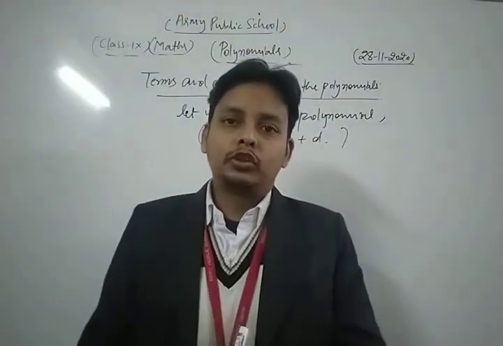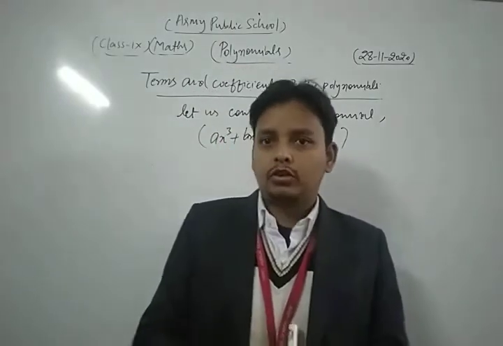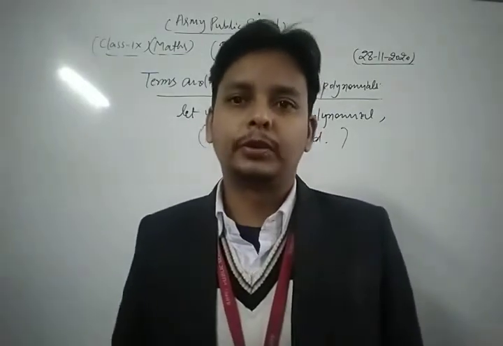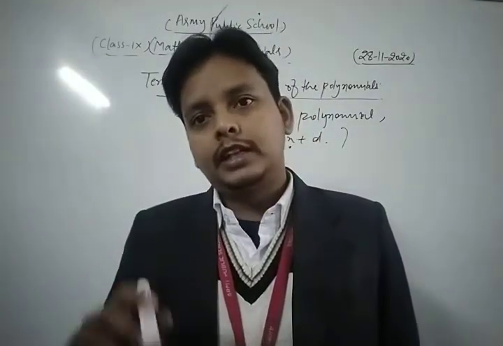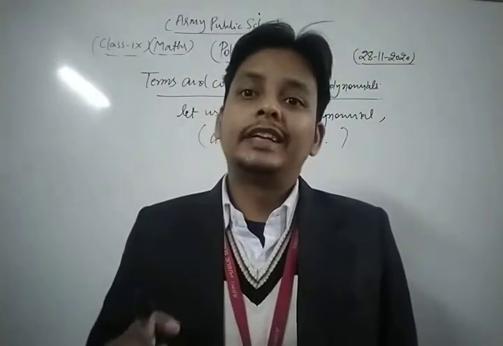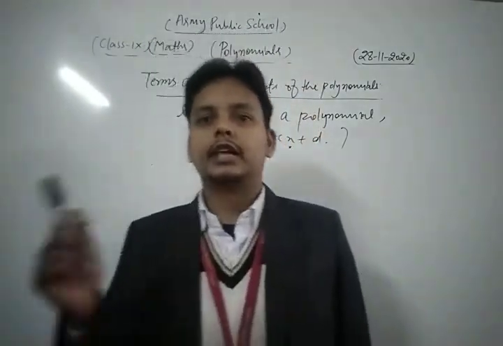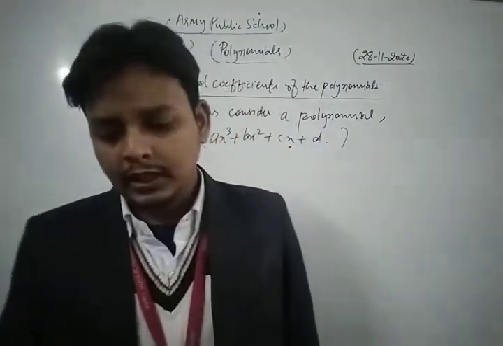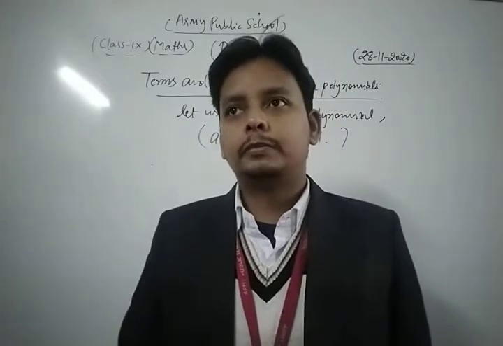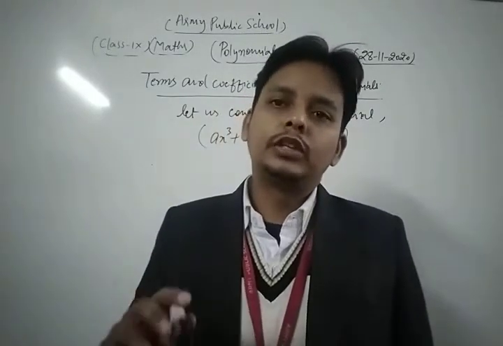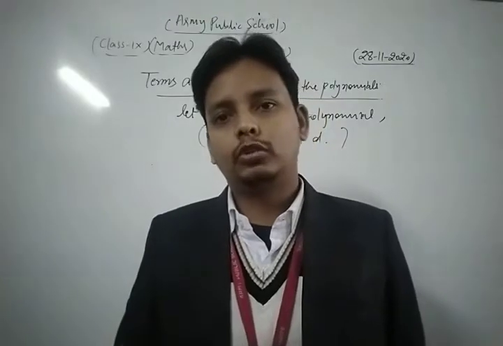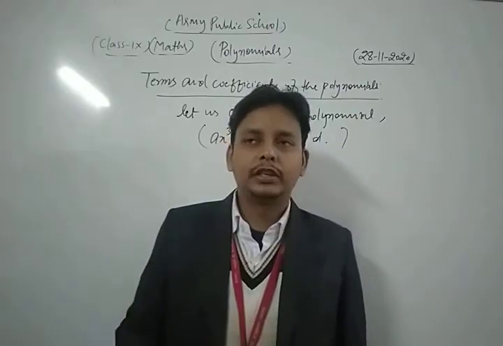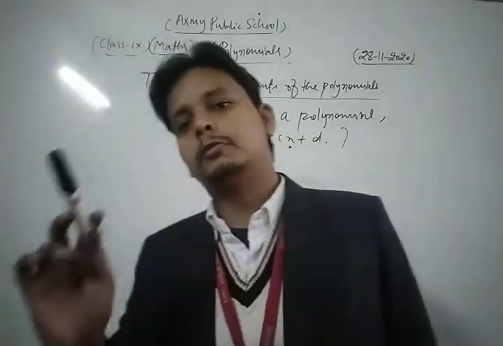How many types of polynomials are there? There are generally 4 types of polynomials in your syllabus. First one is the linear polynomial. So first of all we discuss the types of polynomials. The polynomial of degree 1 is known as a linear polynomial. The polynomial of degree 2 is known as a quadratic polynomial. The polynomial of degree 3 is known as a cubic polynomial, and the polynomial of degree 4 is known as a biquadratic polynomial.